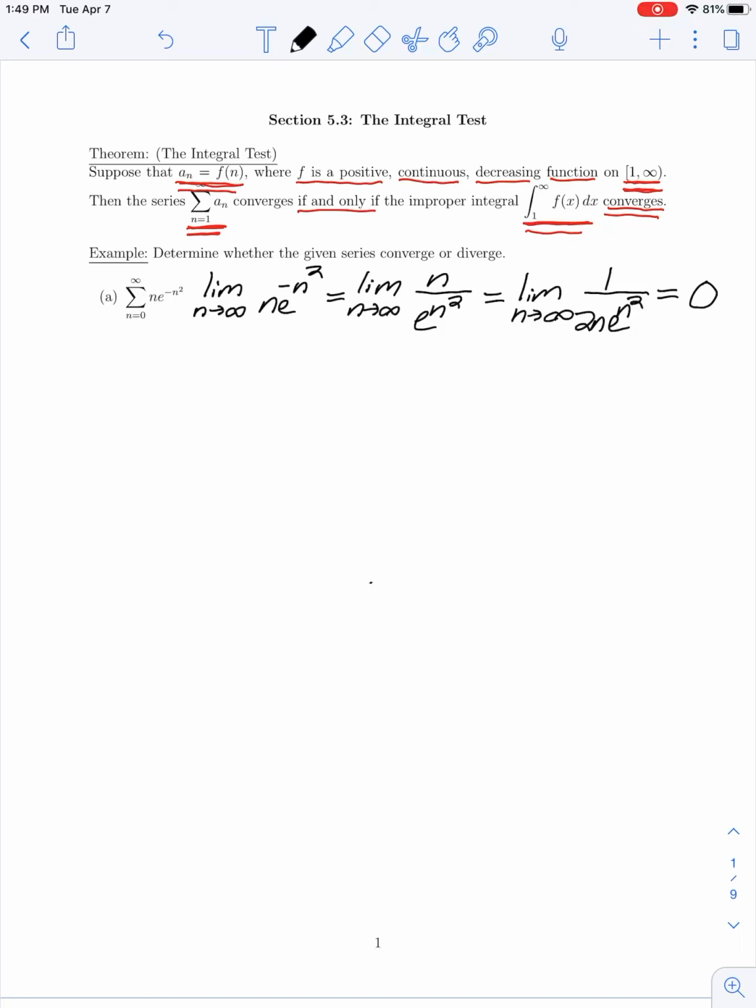Remember, the test for divergence says, well, if this limit is anything other than 0, we know that the series diverges. However, just because this limit is 0 does not necessarily mean the series converges. So here we find that the test for divergence fails. We get no result about convergence or divergence by applying that test. So we have to think of a new test to use.